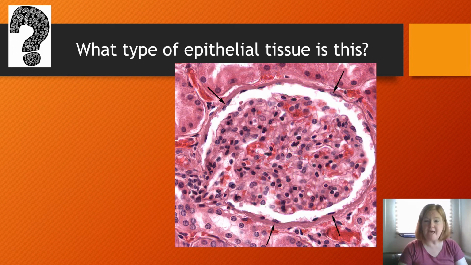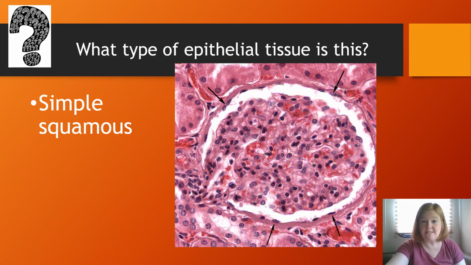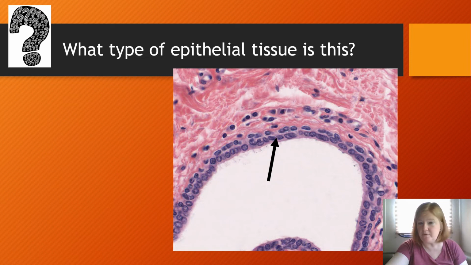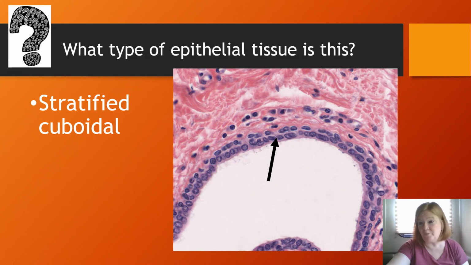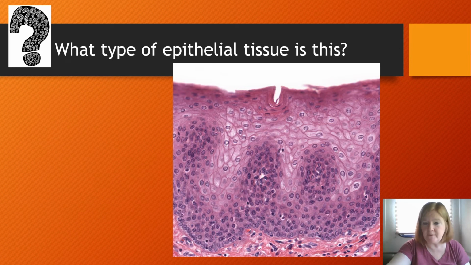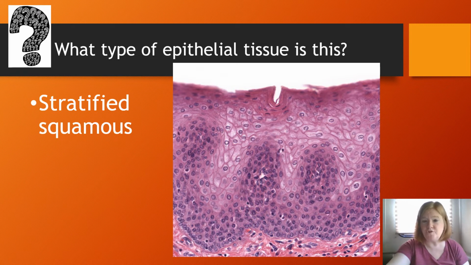All right, so what type of epithelial tissue is this? That's simple squamous, one flattened layer. What type of epithelial tissue is this? That's stratified cuboidal, remember, one of the rare ones. What type of epithelial tissue is this? That's stratified squamous, lots of layers, and you look at the top. So at the top you could see those flattened cells, that tells you it's squamous. Underneath, the cells might look slightly differently shaped, but look at the surface.